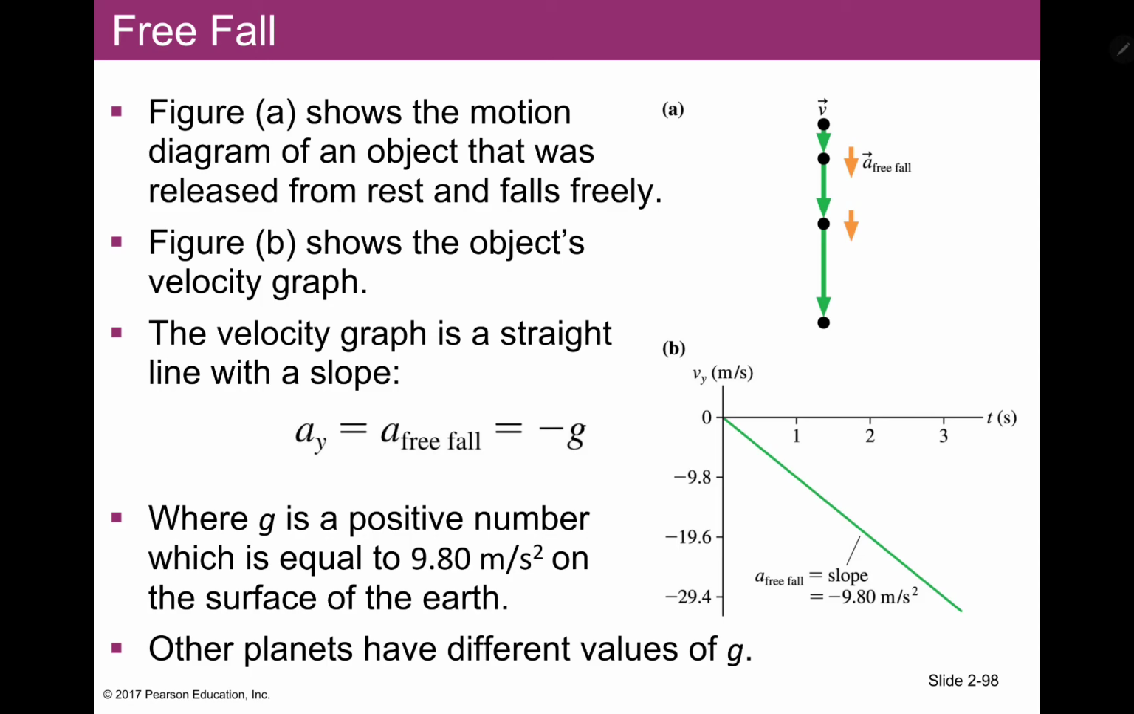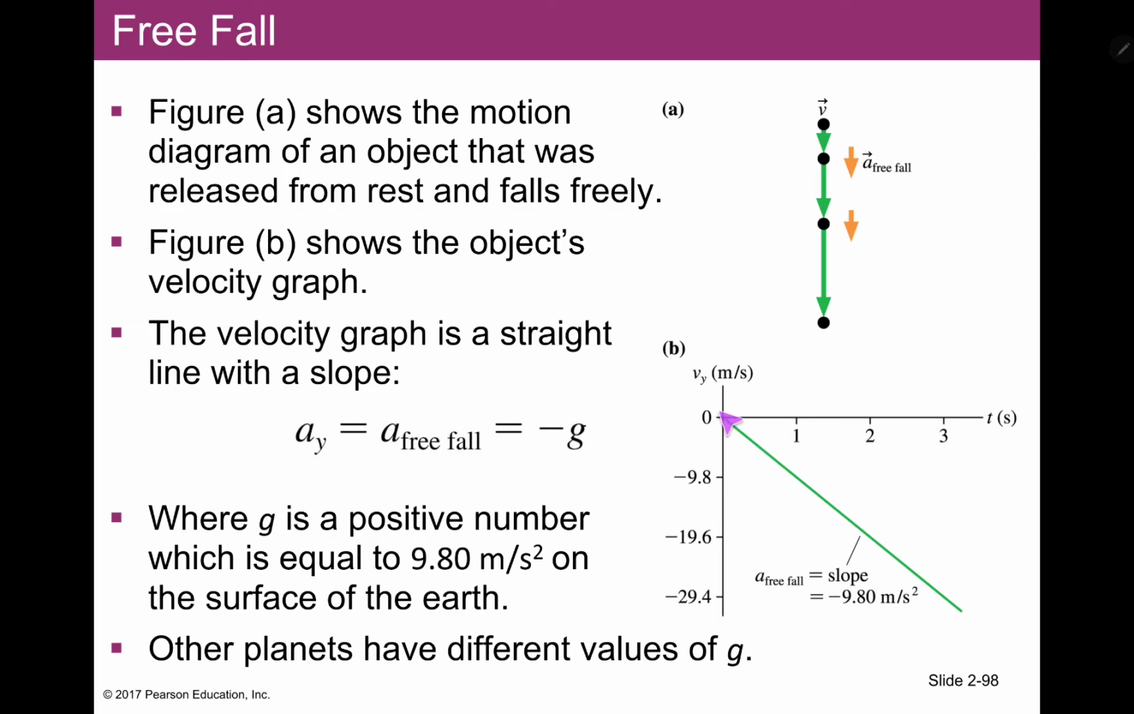So for example, if you drop a stone, it will accelerate downward. This orange one shows acceleration. Of course, this acceleration will be constant, it will not increase. So the size of this arrow is always the same. The green arrow denotes the velocity. Of course, it will accelerate and velocity will increase downward.